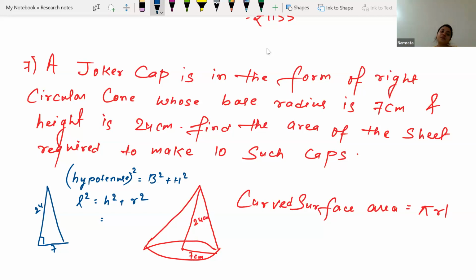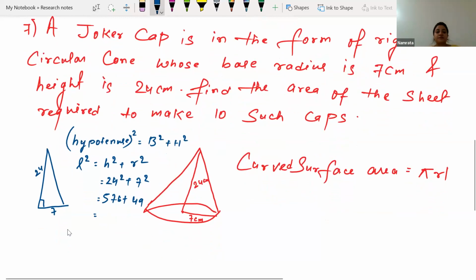So yes, now we can take height as 24 square and radius as 7 square. So 24 square plus 7 square. 7 square, we already know is 49. 24 square is what? Check it. Five seventy-six. Once we add both, what exactly will we get? Six twenty-five. That is L square.